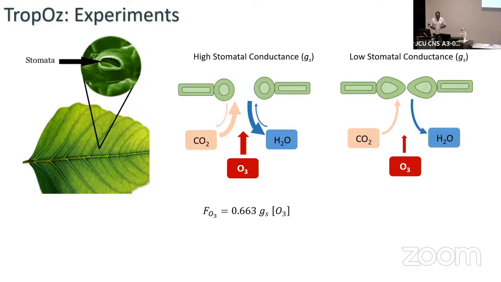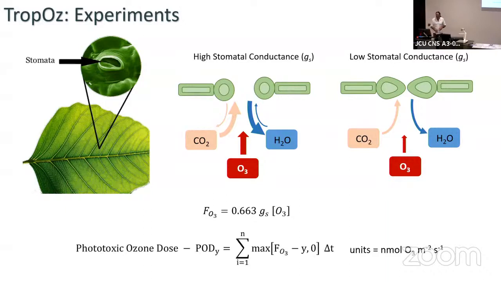And then what we can do is something very similar to the accumulation over time that we did for the AOT 40, where we basically calculate something called the phytotoxic ozone dose. And although it looks like scary maths, basically all we're doing is summing the fluxes hour on hour over time, so that we end up with the accumulated total amount of ozone that can have passed into the leaf. And this allows us to start to compare between species that have very different stomatal conductances.